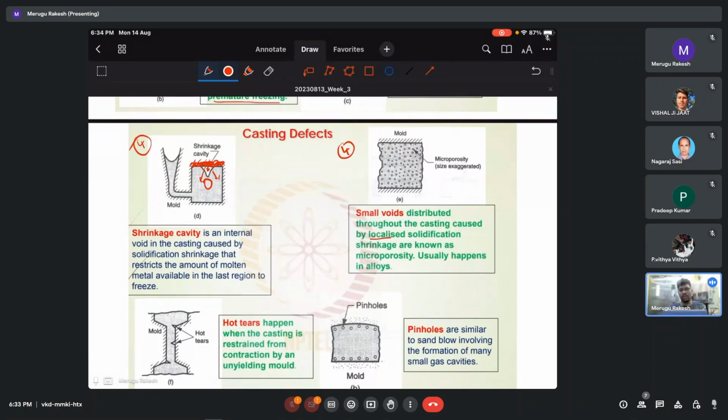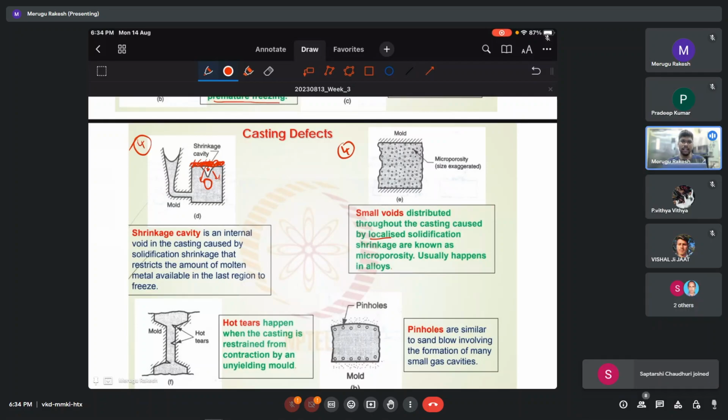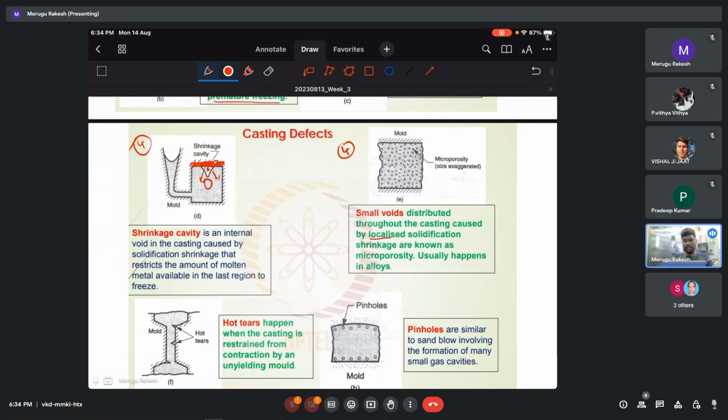this small microporosity. Or you can see another way this microporosity forms: liquid has good gas absorption, for example hydrogen and nitrogen. These gases are highly absorbed when the material is in liquid state. But when it gets solidified, the gas tries to escape. If there is no good venting facility, these bubbles stay inside the casting, and this also can result in microporosity. That is one small void.